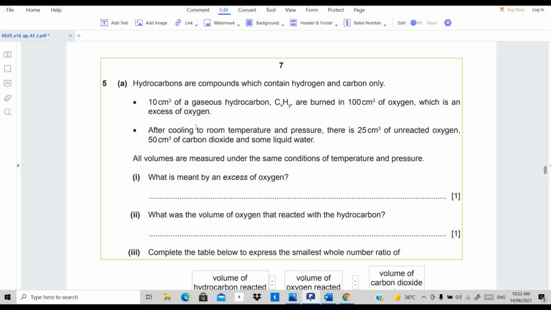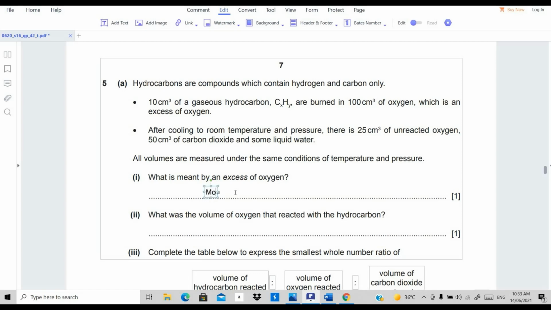After cooling to room temperature and pressure, there is 25 centimeter cubed of unreacted oxygen, 50 centimeter cubed of carbon dioxide, and some liquid water. All volumes are measured under the same conditions of temperature and pressure. Part 1. What is meant by an excess of oxygen? This is a simple definition you need to know. The simple definition of this is more than enough to react with.